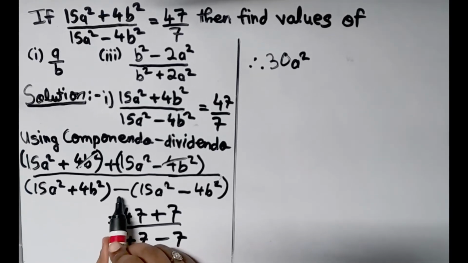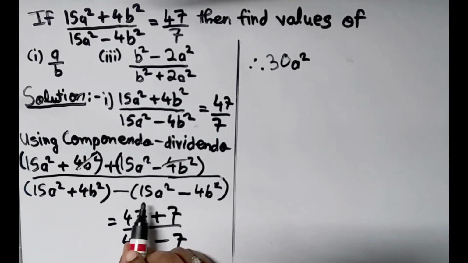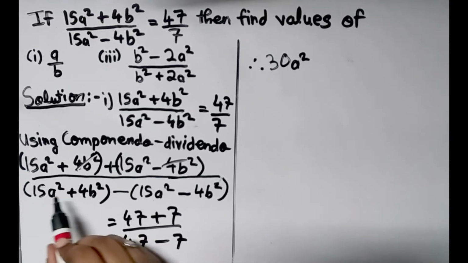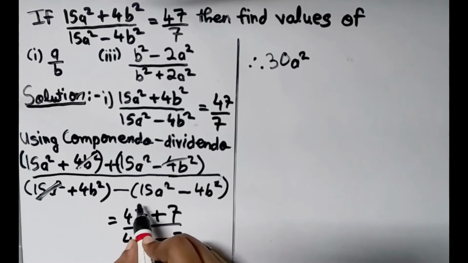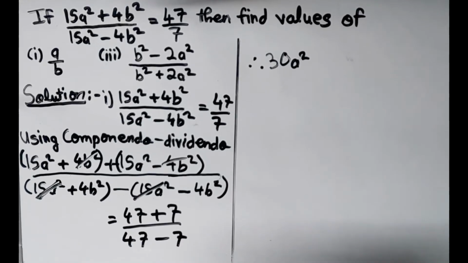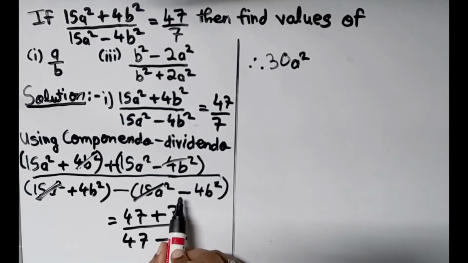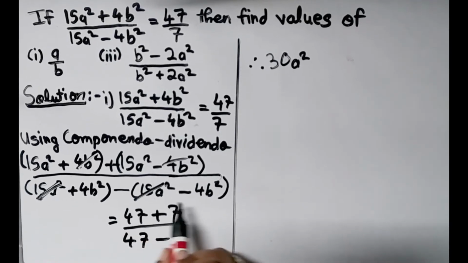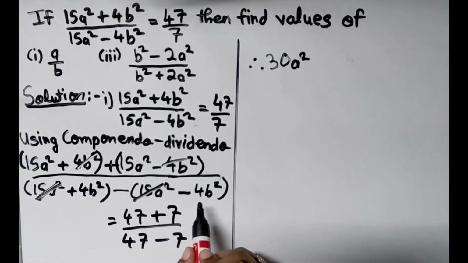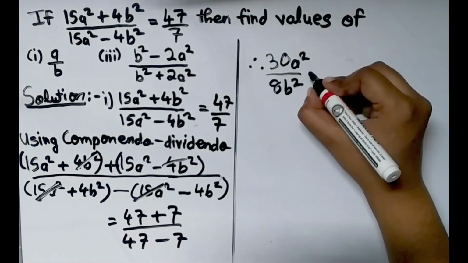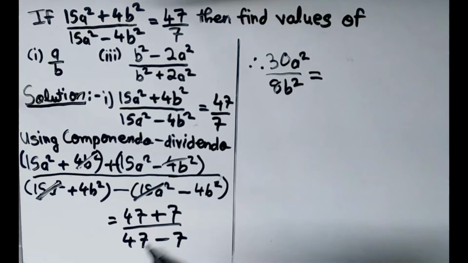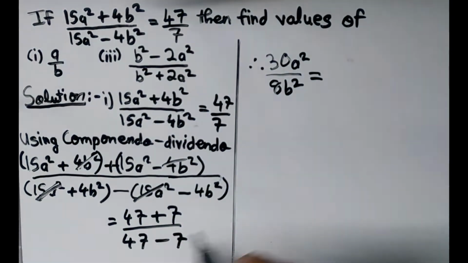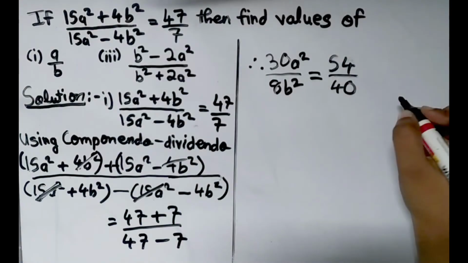If we take this minus inside the bracket, what we will get? Minus 15a square. So this term 15a square minus 15a square will get cancelled. Here it is 4b square minus minus 4b square. This minus minus will become plus. So 4b square plus 4b square will be 8b square, equal to, now this side 47 plus 7 will be equal to 54 upon 47 minus 7 will be equal to 40.